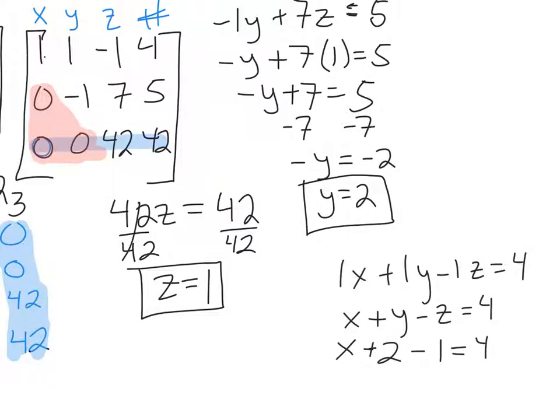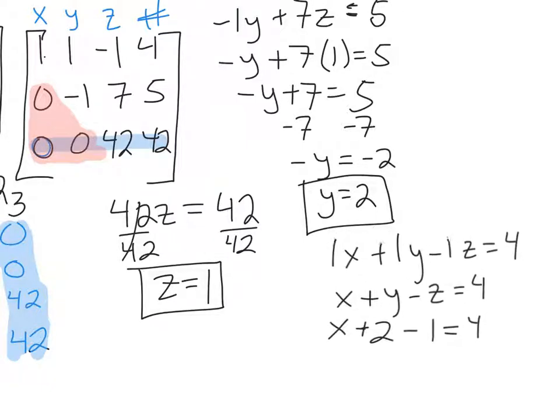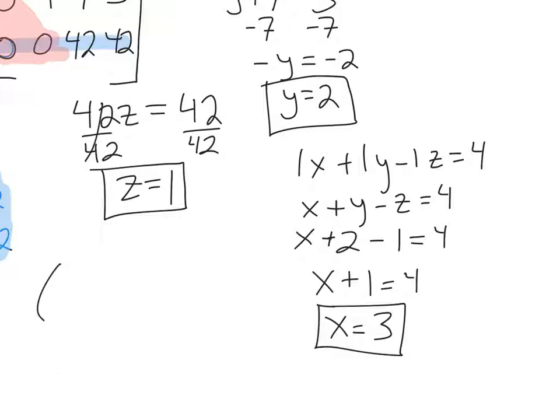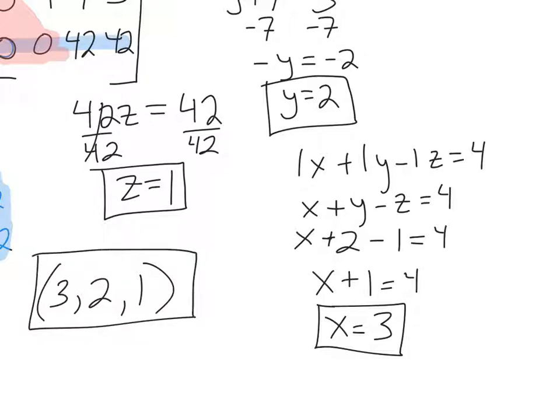And now we simplify. All right, so what is 2 minus 1? Well, that's going to be just a plus 1. And then we subtract 1 from the other side, and we have x is equal to 3. So now we have found our 3 variables, and we can write our coordinate point, which is going to be 3, 2, 1. And that is the long-awaited answer right there.